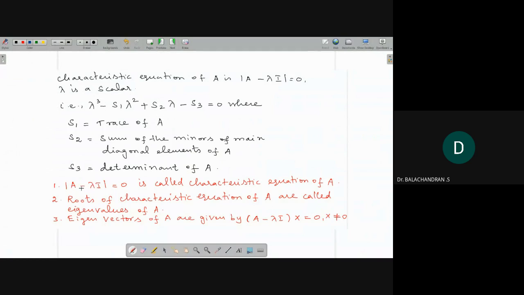Determinant of A minus lambda I equal to 0 is called the characteristic equation of the matrix A. Roots of the characteristic equation of the matrix A are called eigenvalues of A. Eigenvectors of A are given by A minus lambda I into x equal to 0, where x is a non-zero vector.